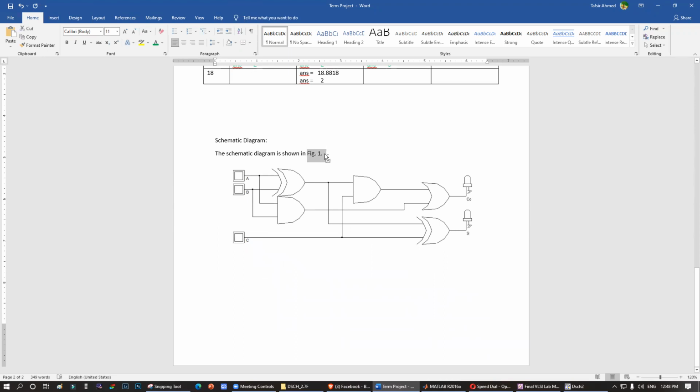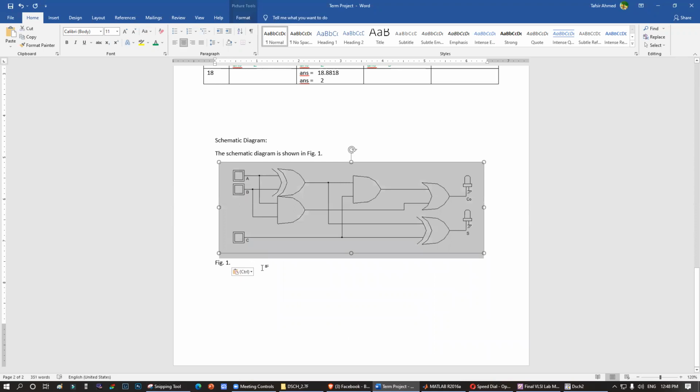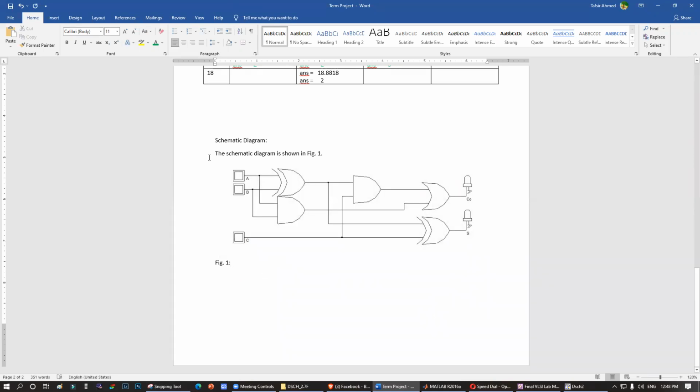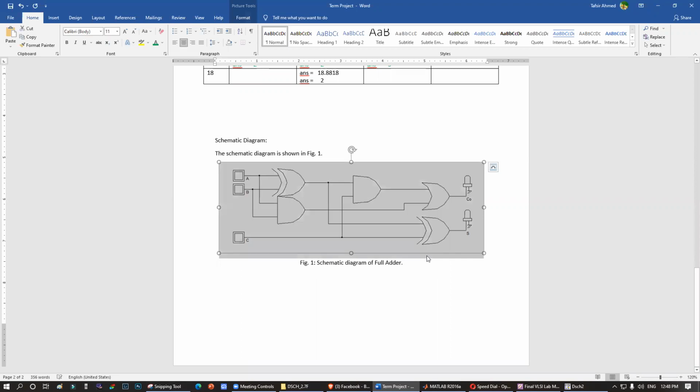What is the figure name? Maybe the schematic diagram of full adder, right? Schematic diagram of full adder. And you can make it in the middle as well. That's it. This is how you should take a screenshot and put it in your report.